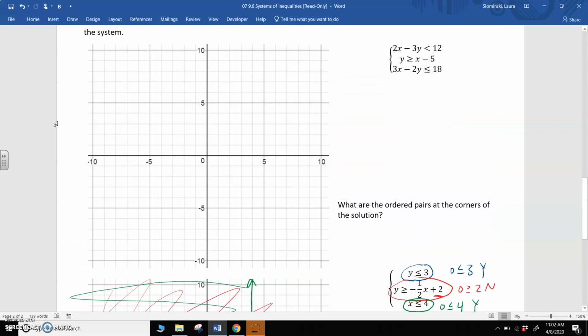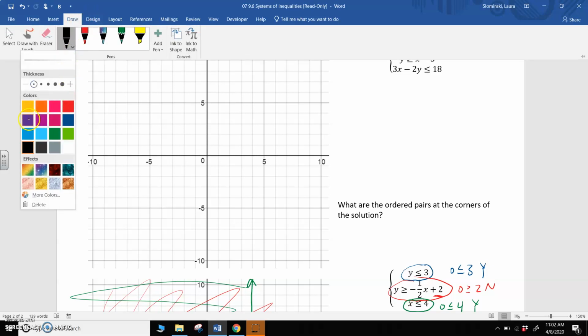This one gets a little messier. It's a little bit of a tighter squeeze. And then the other big thing you'll see is that the first and third one are both in standard form. Because we want to have exact points, I'm actually going to convert them into slope-intercept form.